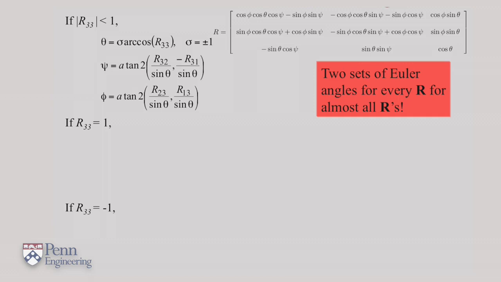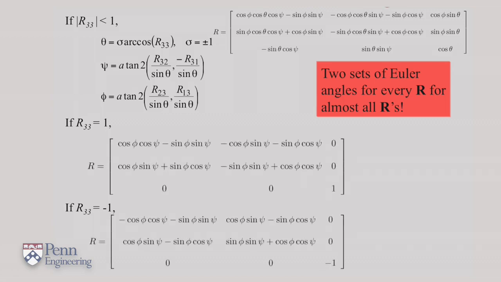These equations were derived assuming that the magnitude of R33 is not equal to 1, it's less than 1. So what happens if the magnitude of R33 is equal to 1? It can either be plus 1 or minus 1. In those cases, you can easily see that the angle theta is going to be equal to either 0 or pi. And you have two alternatives.